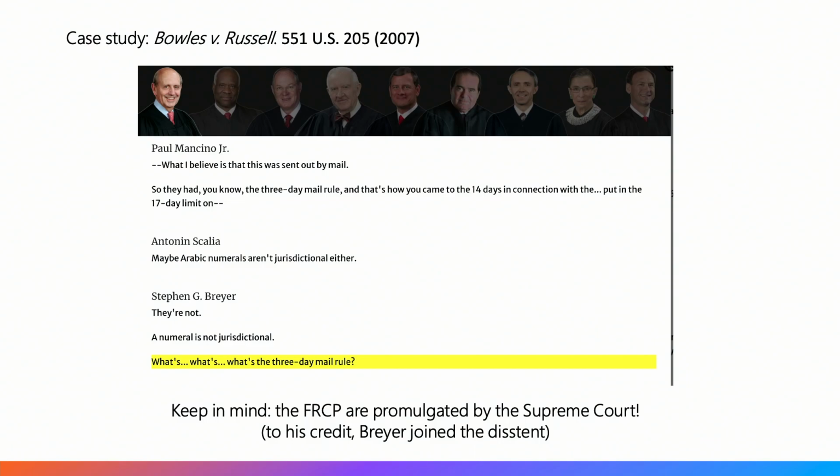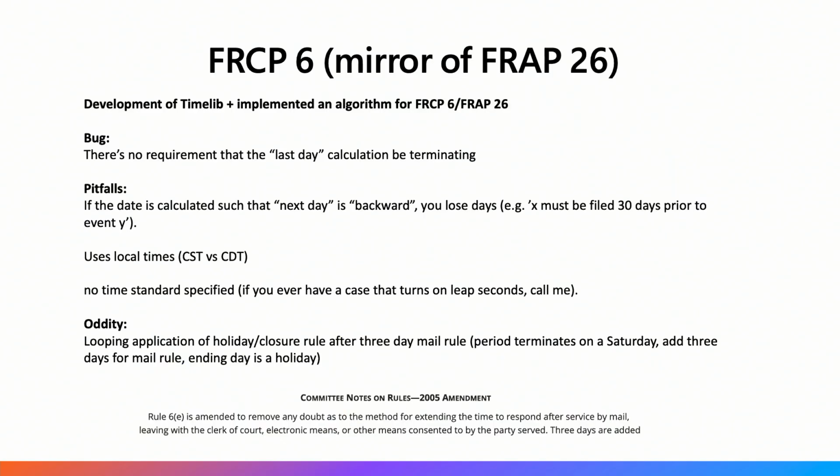And Justice Breyer says, what's the 3-day mail rule? Just a note, the Supreme Court is responsible for promulgating the Federal Rules of Civil Procedure, and he has to ask what that is. That's not a good sign of how complex these are. So this was one of the first rules that we actually took a look at, Federal Rule of Civil Procedure 6, which talks about how deadlines and times to do things are calculated.